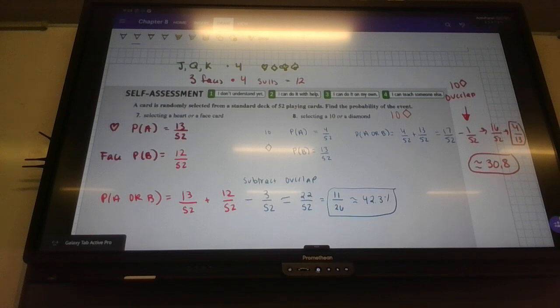Now, real quick, let's say it was "and." What's the probability of getting a 10 and a diamond? You can only pull one card. What's the probability to get a 10 and a diamond? 1. There's one of those. 1 out of 52 is both a 10 and a diamond. So "and" is restrictive. "Or" is all of them. So one little word in there changes everything.